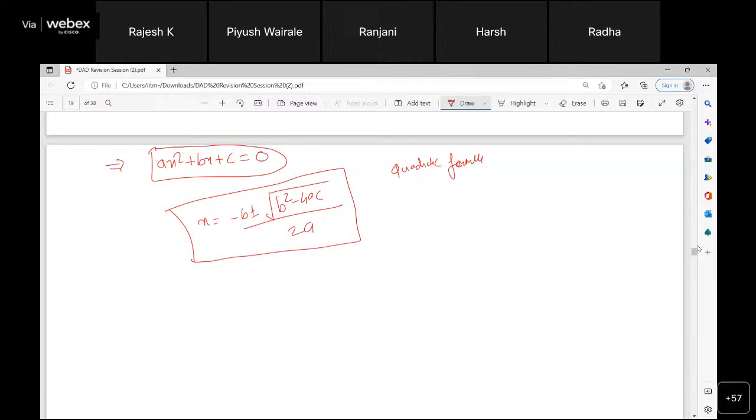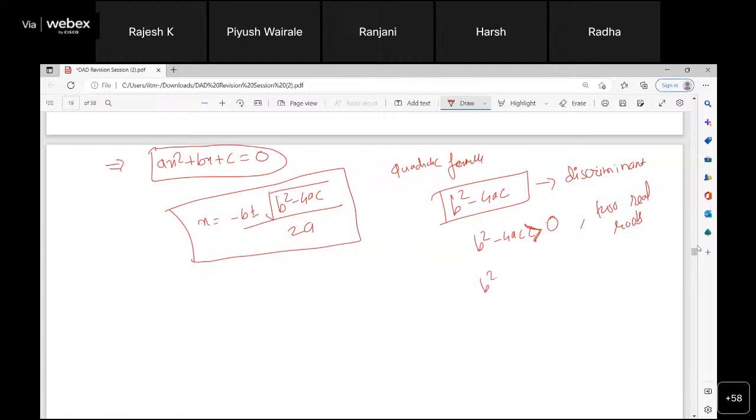So x equals minus b plus minus under root of b square minus 4ac divided by 2a. And what is my b square minus 4ac? You remember? Discriminant. Yes, we call it discriminant, right? And if the value of b square minus 4ac is greater than 0, that is positive, it means this square root will exist, so we can say there are two real roots.